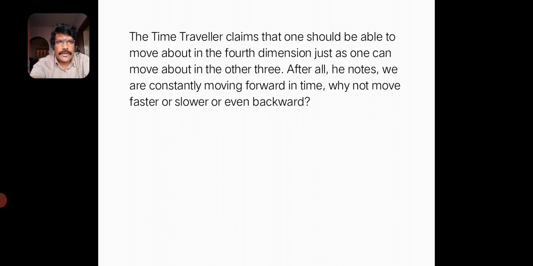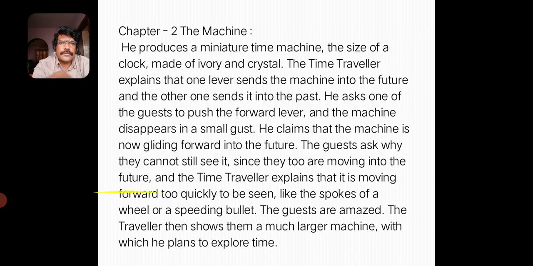The Time Traveler claims that one should be able to move about in the fourth dimension just as one can move about in the other three. After all, he notes, we are constantly moving forward in time. Why not move faster and slower, or even backward?